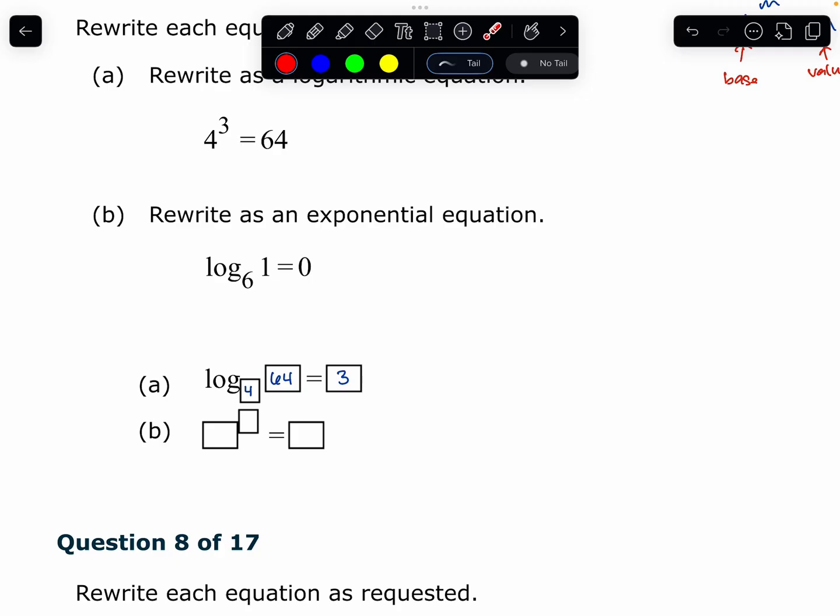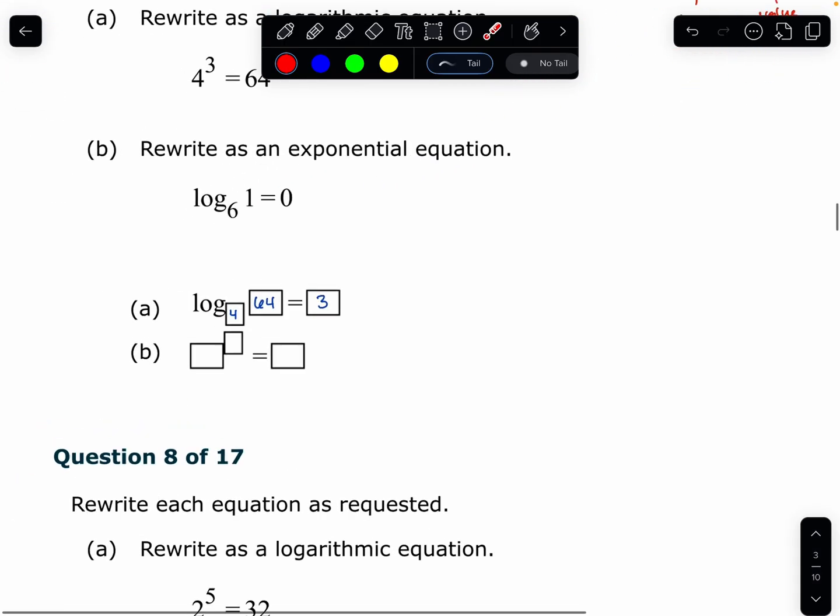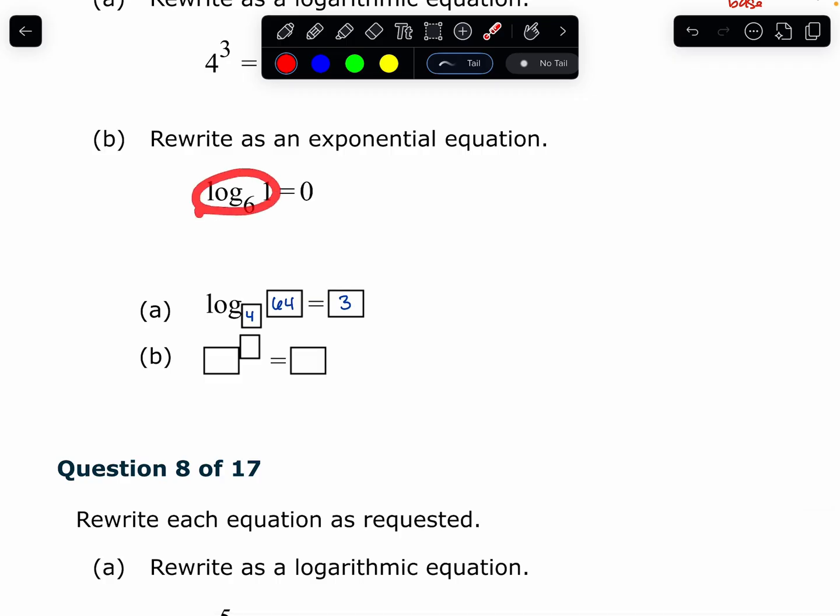And then for this next one, we're going to do the same thing, but this is given in a logarithmic equation. It wants us to write it as an exponential equation. So what are some things that we can remember? Well, logarithms equal exponents. So that tells me that this has to be 0 right here. Also, the bases have to be the same. So this logarithm has a base of 6, so my exponential has to be base 6. And the argument of the logarithm should be what the exponential equals, so 1. And it should make sense. 6 to the 0 power is equal to 1, which is what we know. Anything to the 0 power is equal to 1.